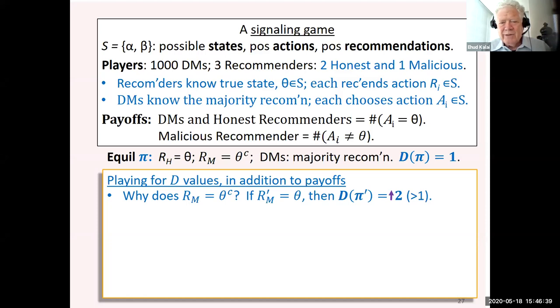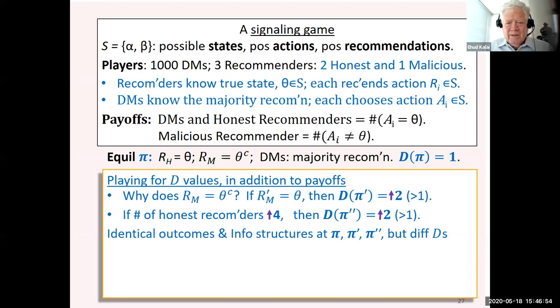So what do we see? There is an incentive for the malicious player to say the wrong theta, even though it doesn't make any difference, if he cares about the sustainability of this equilibrium that he doesn't like. Similarly, if the number of honest recommenders was increased to 4, the sustainability of the equilibrium would increase to 2, because now you need the defection of more honest recommenders. So what's interesting is that whether I look at the original game or the two modifications, they all have the same outcome and same information structures, but they have different Ds. And apparently players care about D and strategize with it.